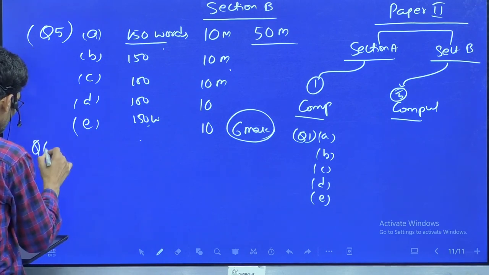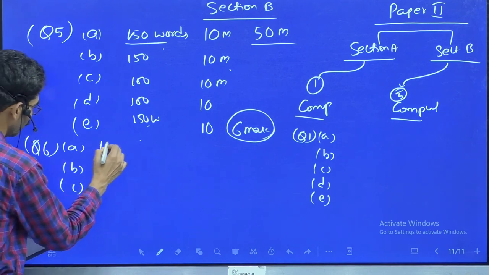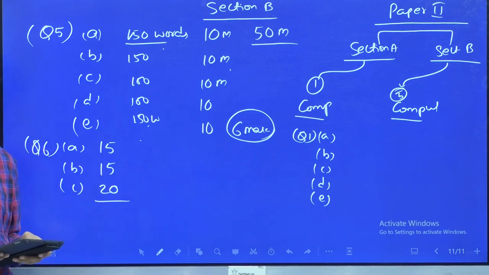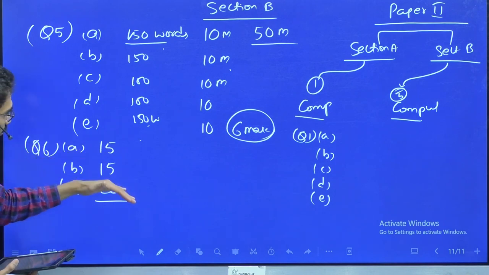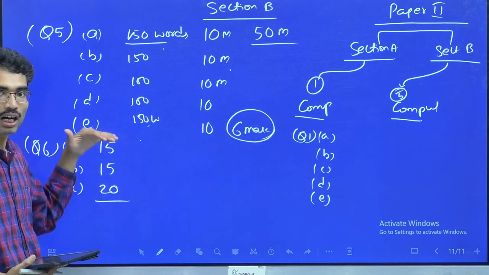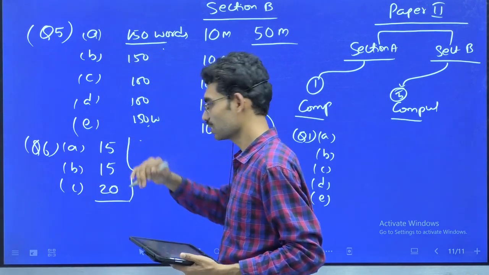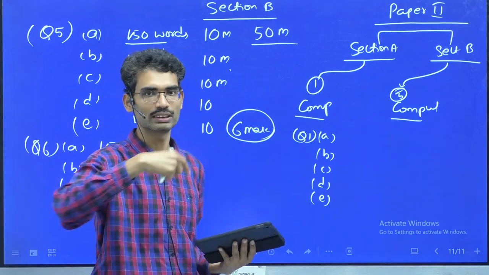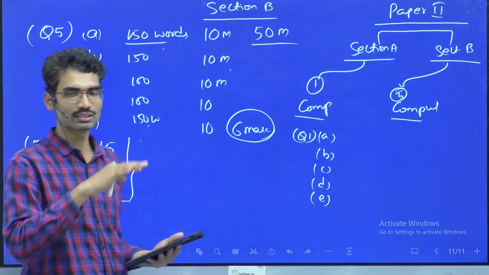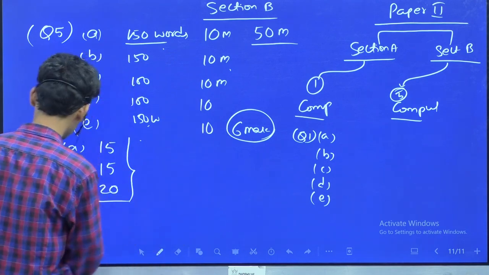Now when it comes to question number 6, A, B, C. Now you see, 15, 15, 20. So it can change. That's why these numbers may change, 15, 15, 20, or 20, 15, 15, or 20, 20, 10. This may change, so just observe. It may change every year. There is no guarantee that a similar pattern will come. But question number one, map, that is fixed. And question number five is fixed. In this pattern only, it will come. So same is the case.